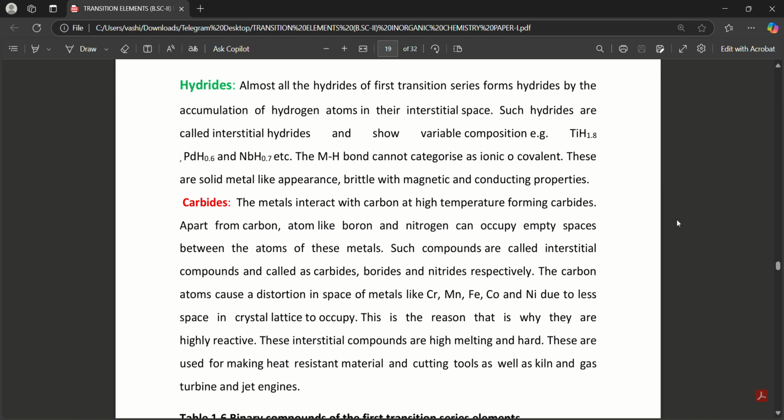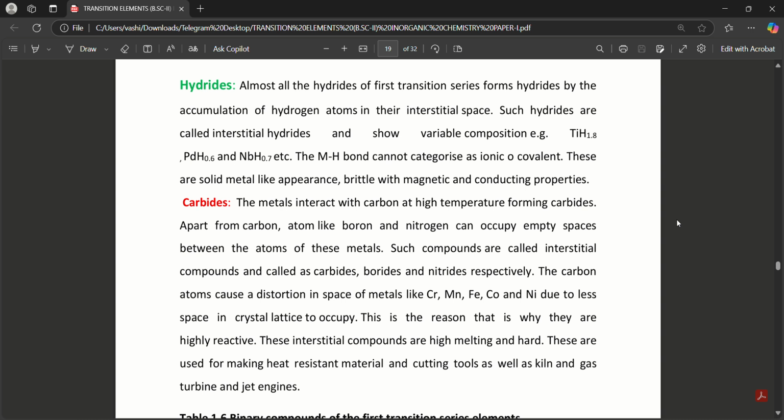Carbides. The metals interact with carbon at high temperature, forming carbides. Apart from carbon, atoms like boron and nitrogen can occupy empty spaces between the atoms of these metals. Such compounds are called interstitial compounds and are called carbides, borides, and nitrides respectively. The carbon atom causes a distortion of the lattice of metals like Cr, Mn, Fe, Co, and Ni due to less space in the crystal lattice to occupy. This is the reason why they are highly reactive.